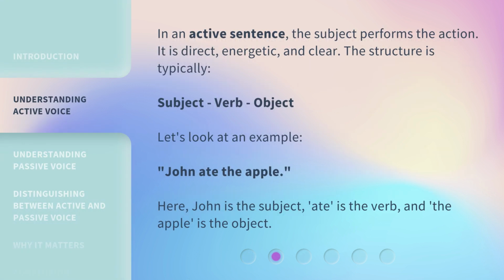In an active sentence, the subject performs the action. It is direct, energetic, and clear. The structure is typically subject, verb, object. Let's look at an example. John ate the apple. Here, John is the subject, ate is the verb, and the apple is the object.